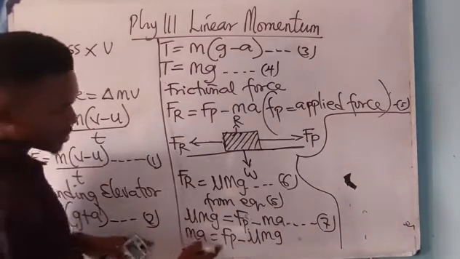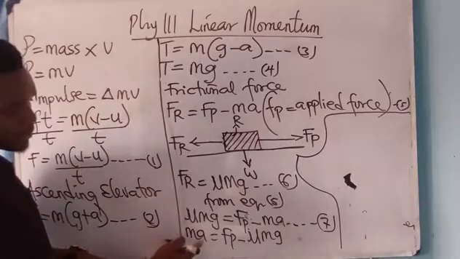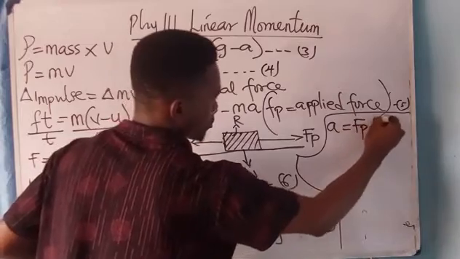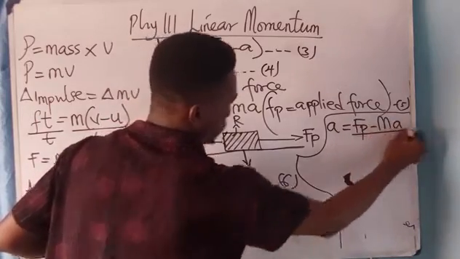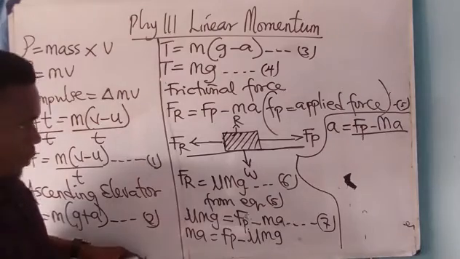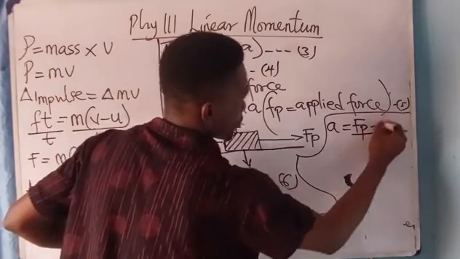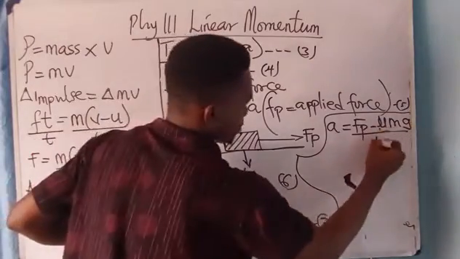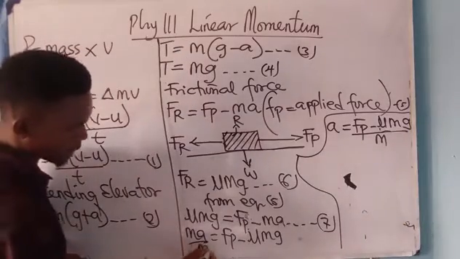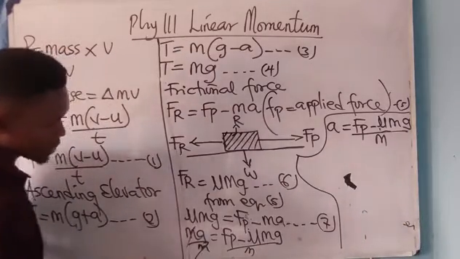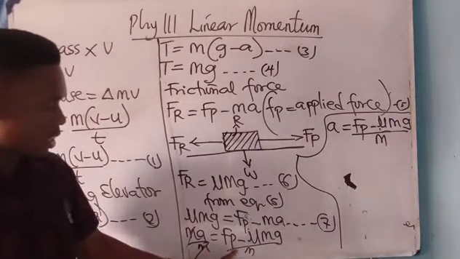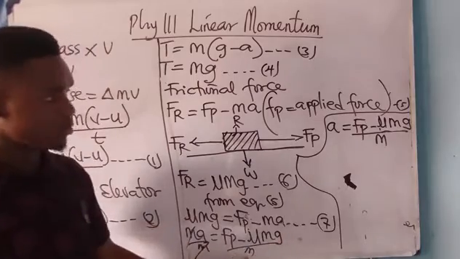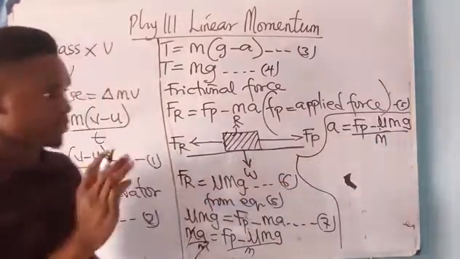Now you divide both sides by m because I want to make a the subject of the formula. I'll now have a equals Fp minus coefficient of friction mg over m, because I'm dividing both sides by m. This m goes with this m, so I'm left with acceleration equals applied force minus coefficient of friction times mass times gravity over mass. That is what we have here. That is for now.